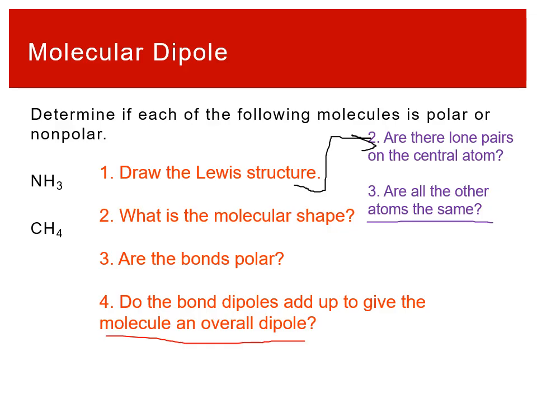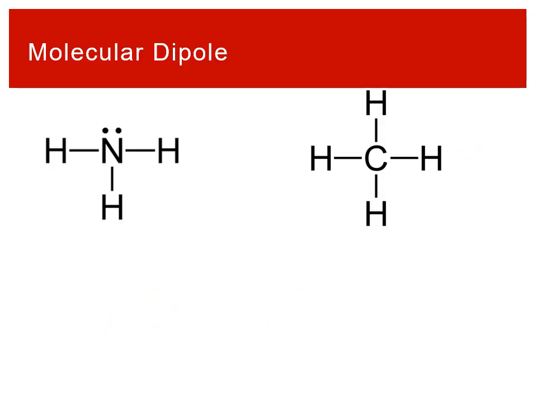So let's take a look at NH3 and CH4. Got my Lewis structures. So I know NH3, I can see I have a lone pair on my nitrogen atom, and then I have the three single bonds out to the hydrogen atoms. Once I see that lone pair, there's a lone pair on the central atom, and so that means this is a polar molecule. I'm done. As long as I have a lone pair on that central atom, this is a polar molecule.